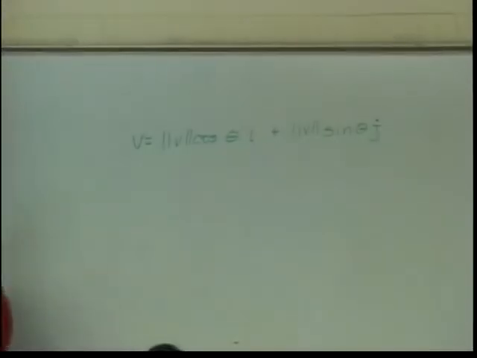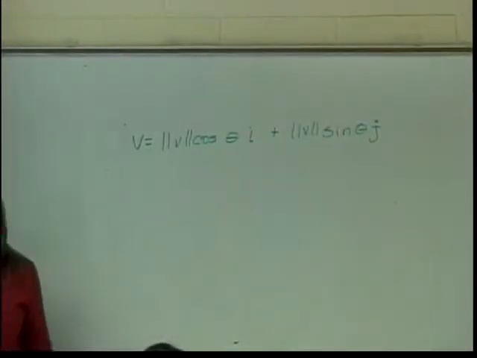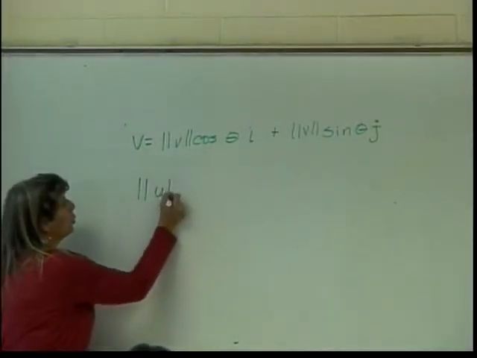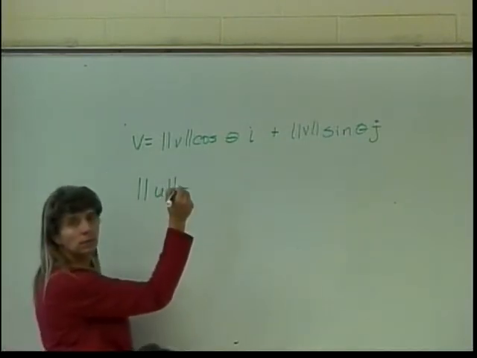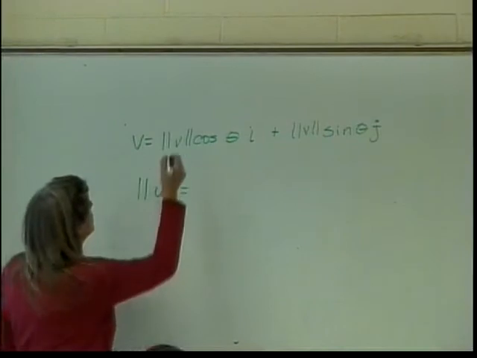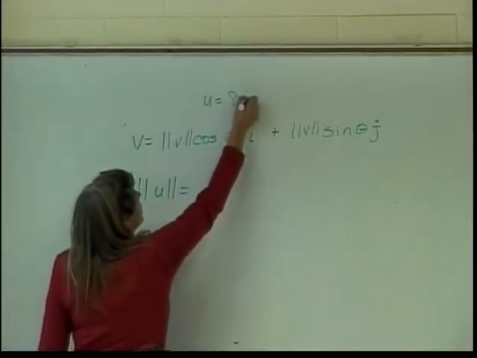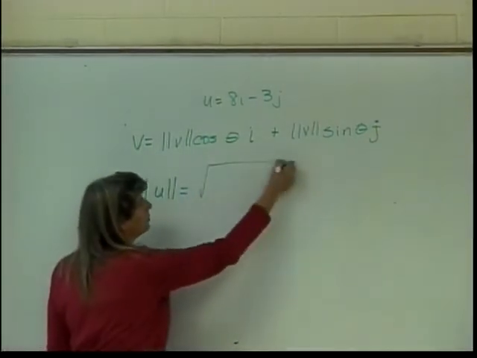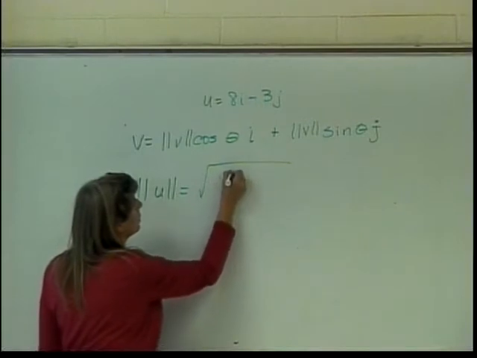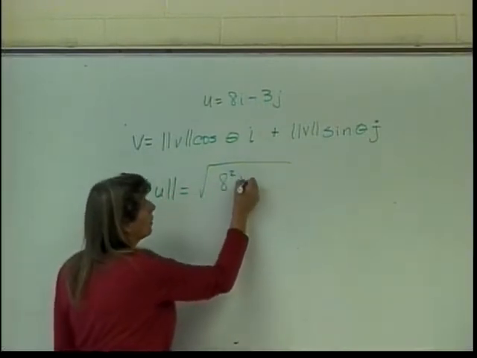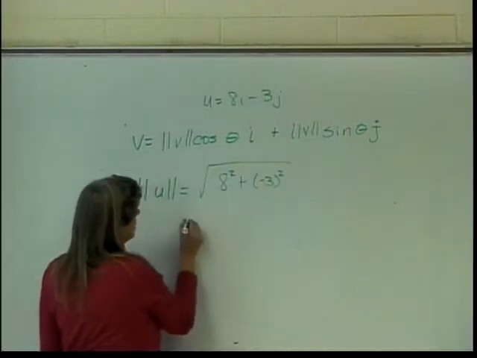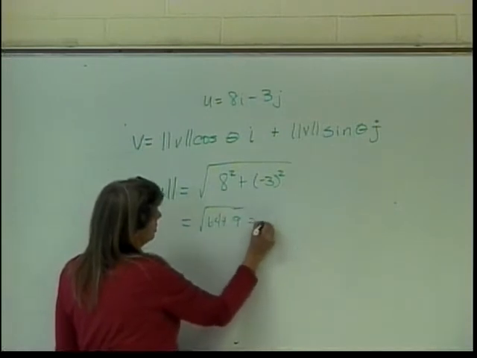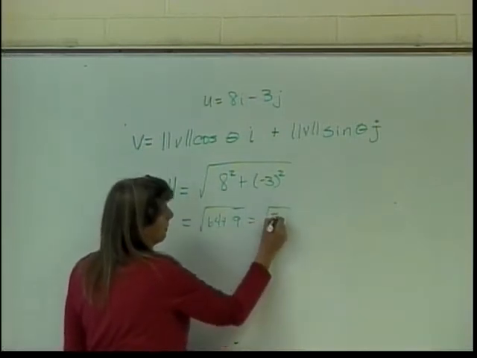So let's start with the magnitude. We'll do u. So what was the magnitude of u? So the magnitude of my vector u is equal to what? Remember, u here is 8i minus 3j. The square root of 8 squared plus negative 3 squared. So what's that going to be? The square root of 64 plus 9, which is the square root of 73.